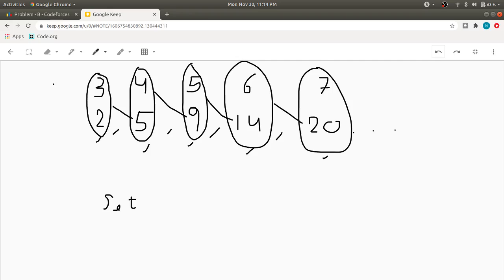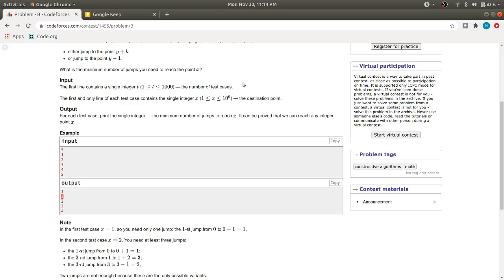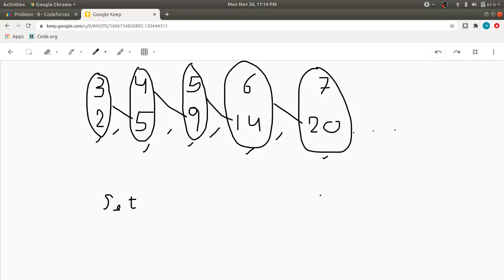So this will be an order n operation, and we are not going to get TLE because we are just pre-processing this data beforehand, solving the problem before we are even taking the t test cases. So this will be in the order of 10 to the power 6. We will not get TLE.